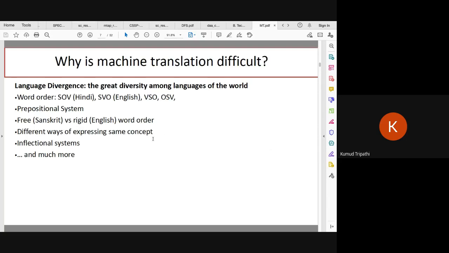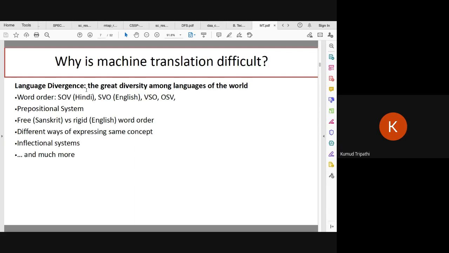Now there are some challenges involved in machine translation. Here we want to convert one text written in one natural language into another natural language. We know that each language is different. They have different grammar rules and different characteristics in different terms. This is what we call language divergence.